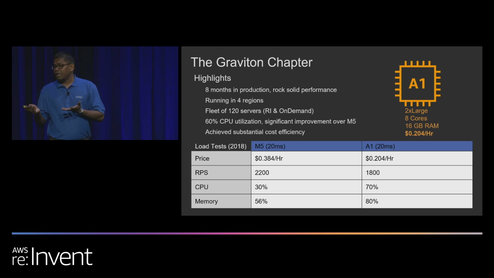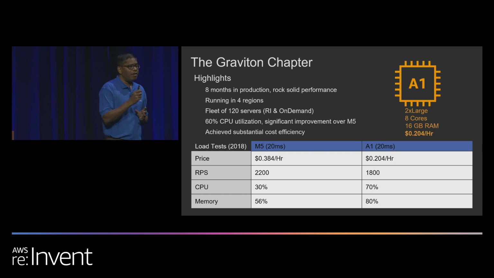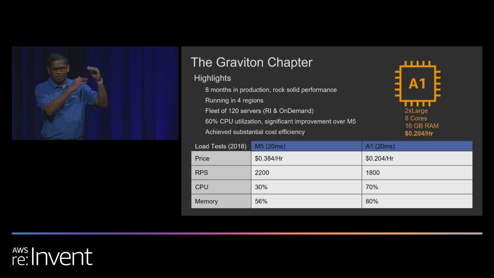We are currently running in 4 regions. We have a fleet of 120 servers on an average; again, the number of servers can go up and down based on the traffic volume. We use a combination of reserved instances and on-demand instances on A1. And we have achieved 60% CPU utilization in production, which is a significant improvement over M5. And we can run it hotter, we can achieve a higher utilization, but it's production, we keep a certain amount of capacity just to deal with traffic spikes. And we have managed to achieve significant cost efficiency by switching to A1. So in short, by switching to A1, we solved our ROI problem.